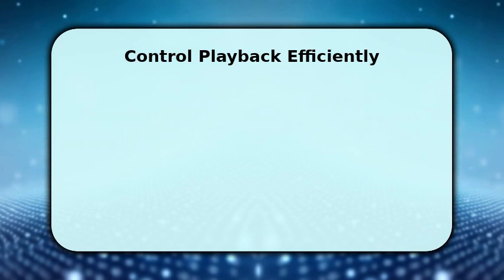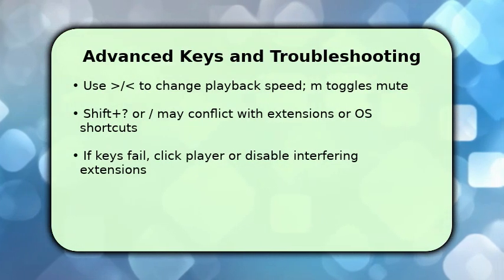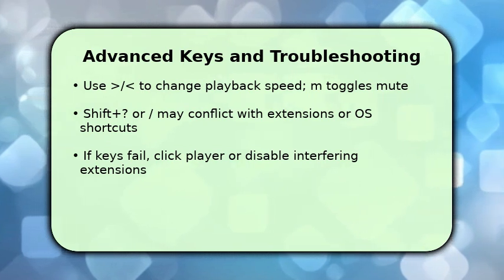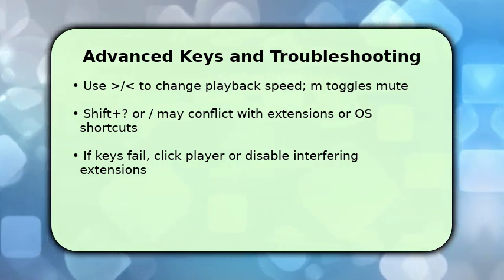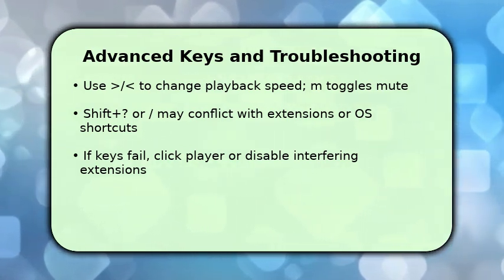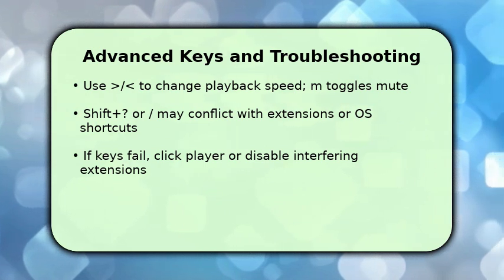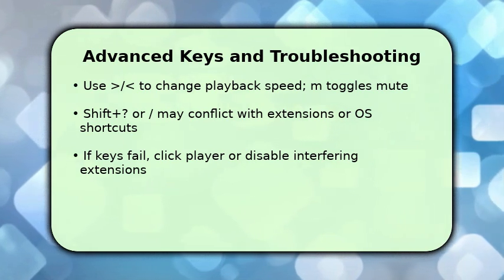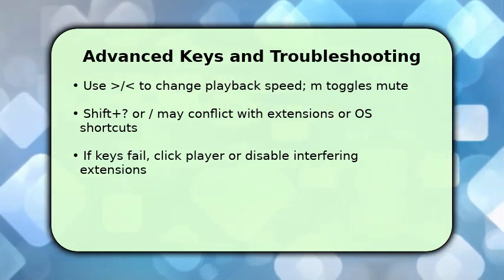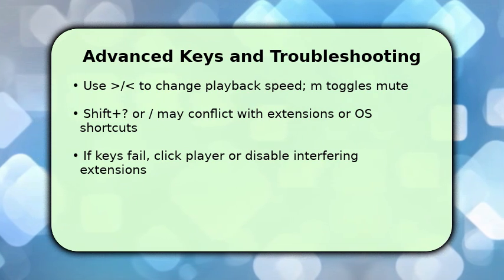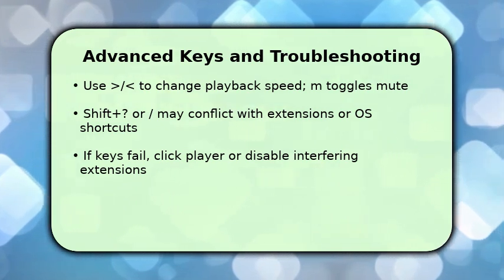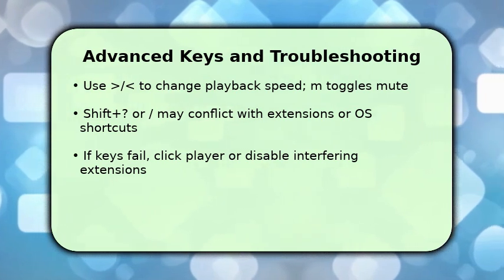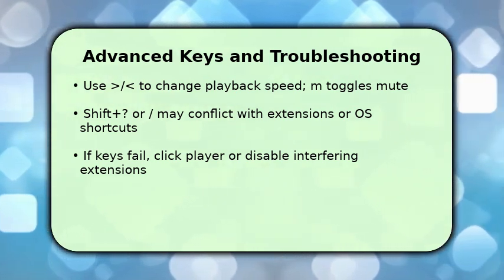Finish by learning advanced shortcuts that tweak playback and accessibility. Shift plus period and comma change speed in small increments, and M mutes or unmutes audio. You might also use Shift+N and Shift+P for chapters. If shortcuts stop working, make sure the video player has focus and then disable any browser extensions that capture keys. Alternatively, check your OS keyboard shortcuts for conflicts. Once fixed, these steps restore instant, reliable control so you can work without interruption.